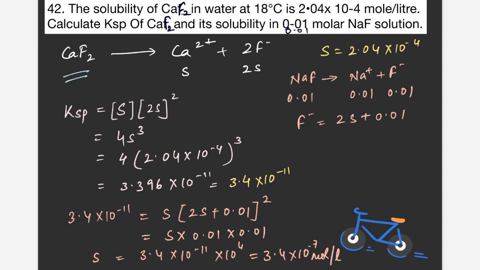कैल्शियम फ्लोराइड डिसोसिएट हो जाएगा कैल्शियम आयन और फ्लोराइड आयंस में. 1 mole of calcium fluoride gives 1 mole of calcium ion and 2 moles of fluoride ion. तो अगर S moles of calcium fluoride डिसोसिएट करता है तो कैल्शियम आयंस मिलेंगे S moles per liter and fluoride ions will be 2S moles per liter.